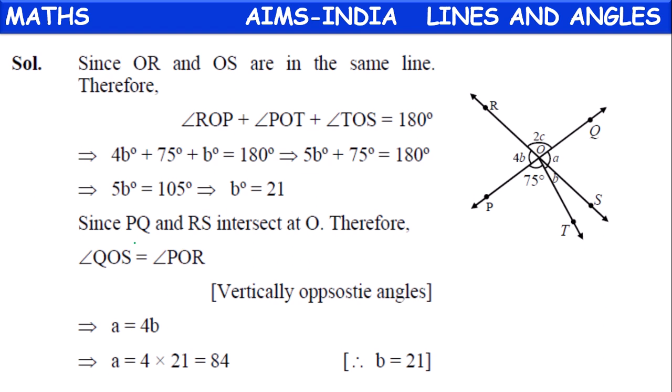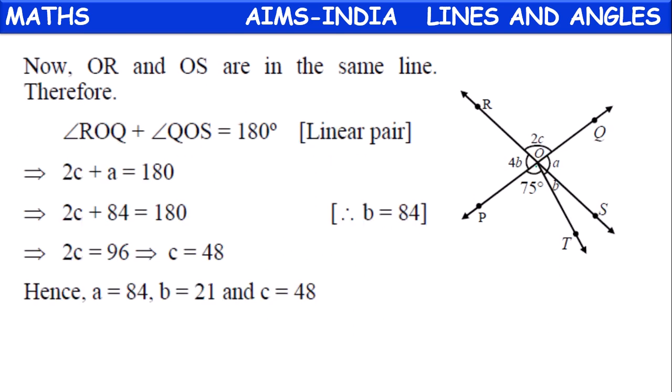And this PQ, RS intersect at O. So for the point on this side, the angle is equal to the angle on this side. So A equals 4B. A equals 4 into the B value. How much? 21. 4 into 21, 84.